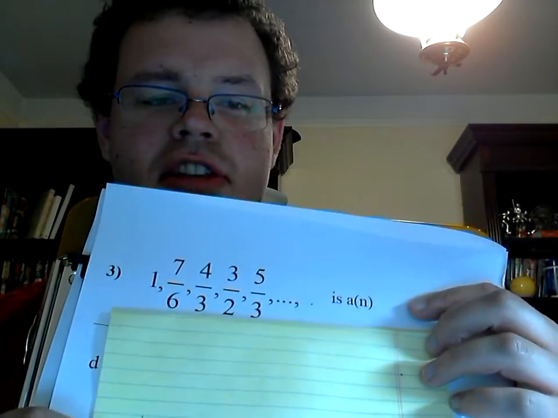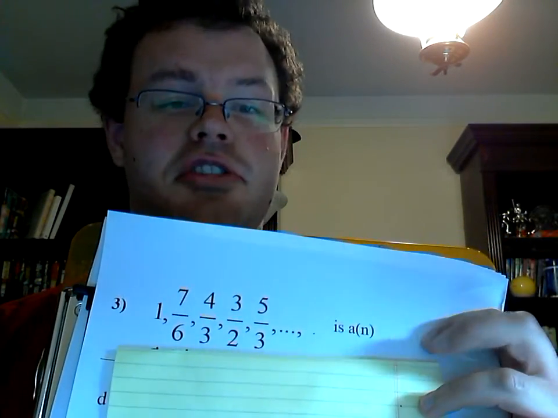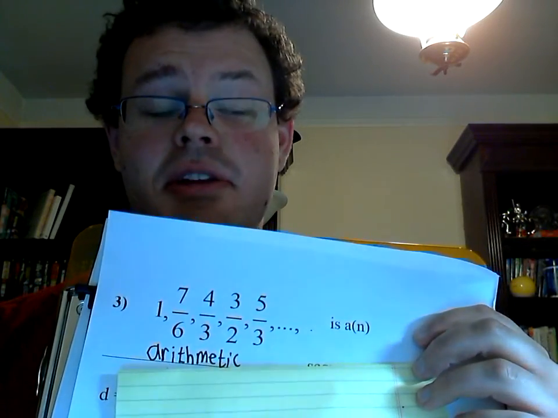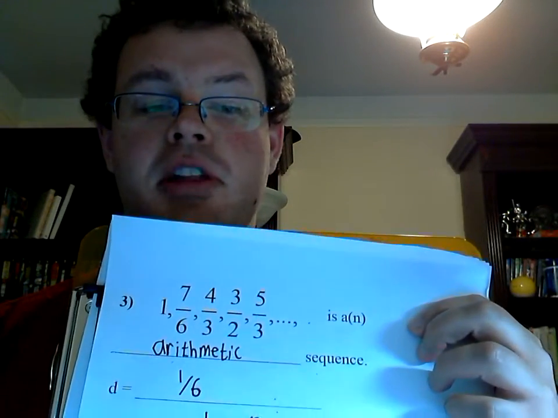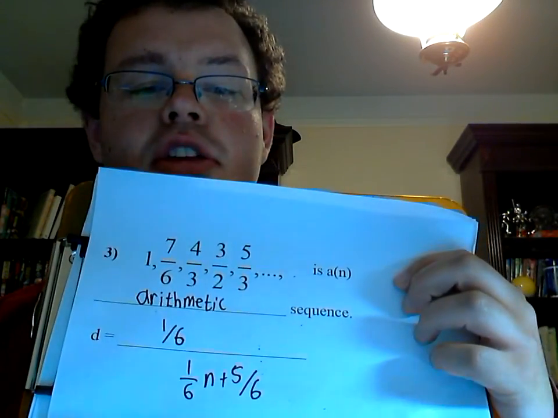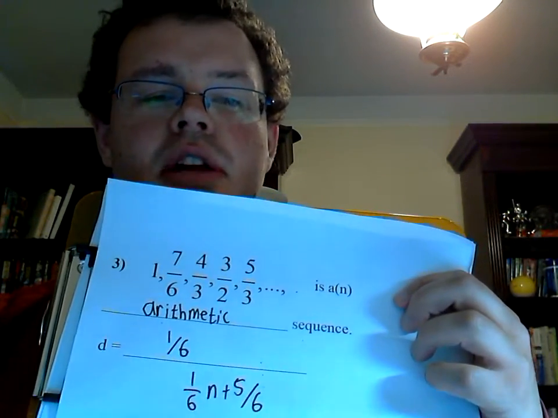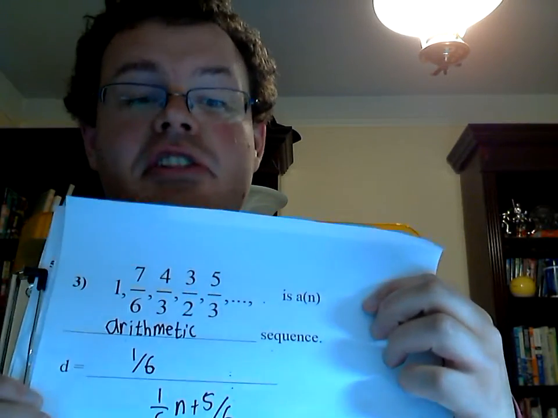Okay, so whatever example this is, example 3. We've got 1, 7/6, 4/3 fractions. Fractions do not scare us. We are mature pre-calculus students. This is arithmetic. It's going up by 1/6 each time. You can use the formula that we saw a few minutes ago. You should get 1/6 n plus 5/6. Not a whole lot in this problem, except, oh my goodness, fractions!